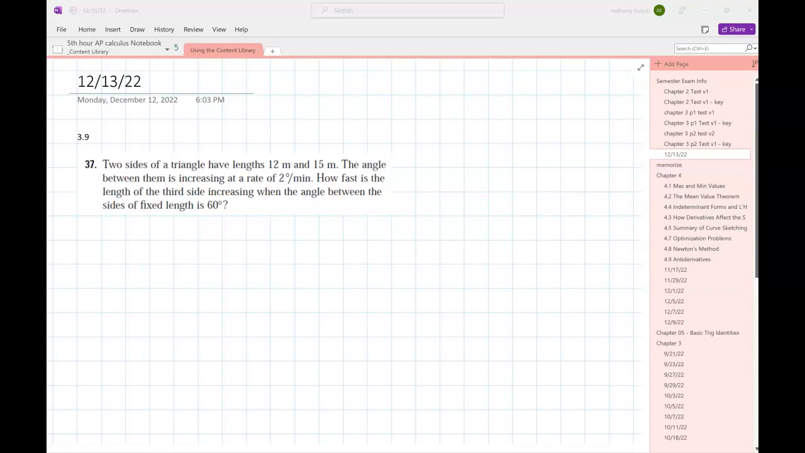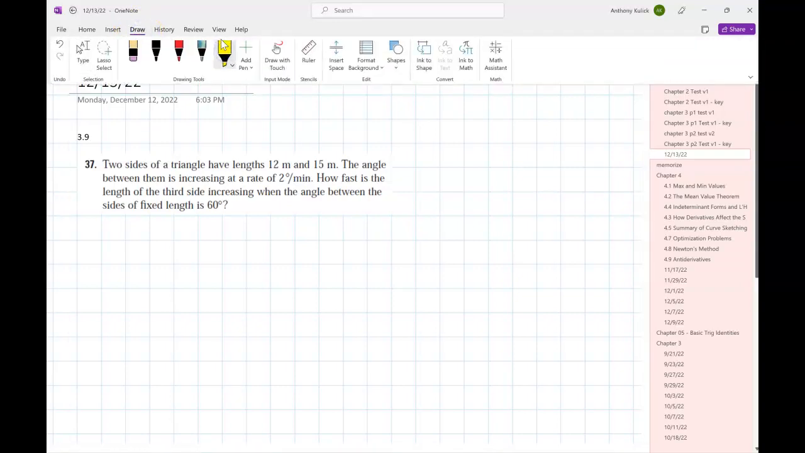So we have two sides of a triangle that have lengths 12 meters and 15 meters. The angle between them is increasing at a rate of 2 degrees per minute. How fast is the length of the third side increasing when the angle between the sides of fixed length is 60 degrees? So, when you read this, it's asking for, pause. Yeah, so pause. Try to do the problem.